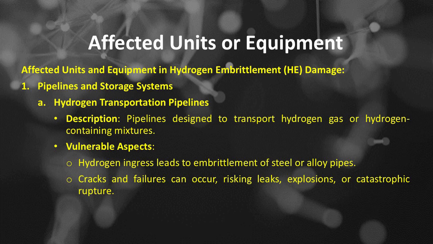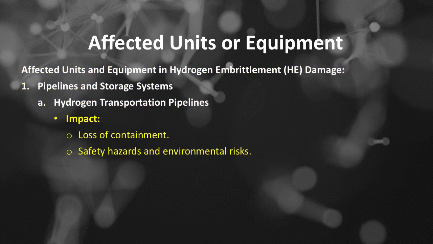Affected units and equipment in hydrogen embrittlement damage includes, number 1 is pipelines and storage systems, includes, number A, it is used for hydrogen transportation pipelines. These pipelines are designed to transport hydrogen gas or hydrogen-containing mixtures. Their vulnerable aspects include hydrogen ingress leads to embrittlement of steel or alloy pipes, cracks and failures can occur, risking leaks, explosions, or catastrophic rupture. Their impact includes loss of containment, safety hazards and environmental risks.